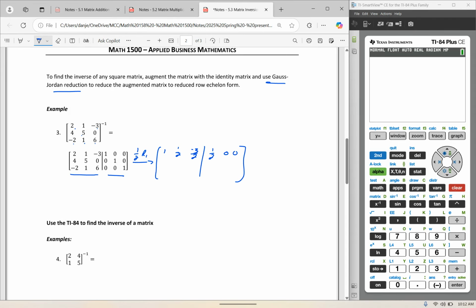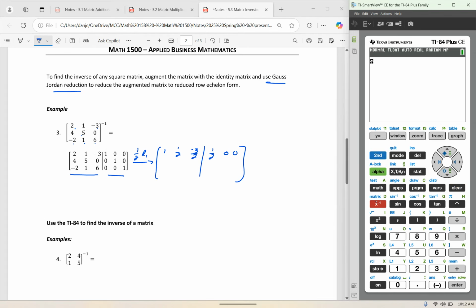If you recall, we also learned in the calculator that I could put the augmented matrix into the calculator and do the reduced row echelon form. In this case, my matrix, notice, is a 3 by 6 matrix. I need to put in the whole augmented matrix.